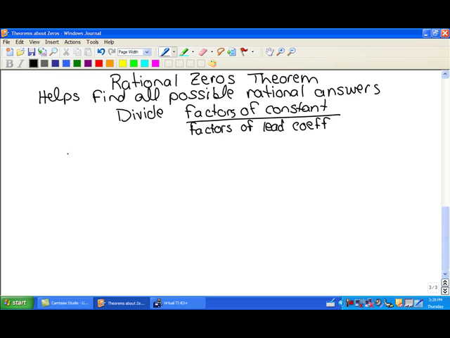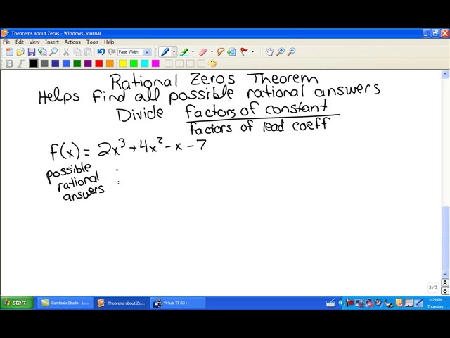Let's see how this works. If we're given the function f of x equals 2x cubed plus 4x squared minus x minus 7, to find all possible rational answers, you're going to take the factors of the constant divided by the factors of the lead coefficient. In this case, we're going to take the factors of negative 7, being our constant, and divide by the factors of our lead coefficient, which is going to be 2 in this case.